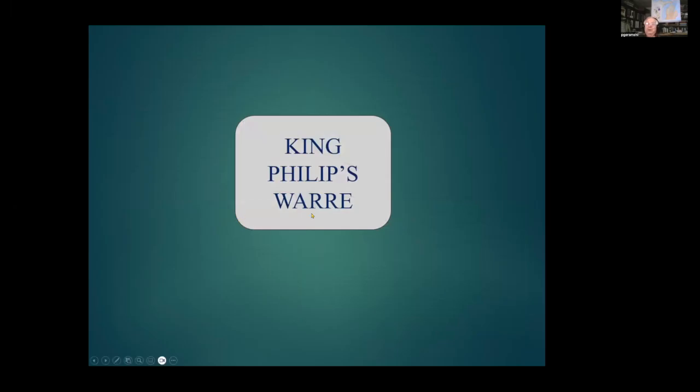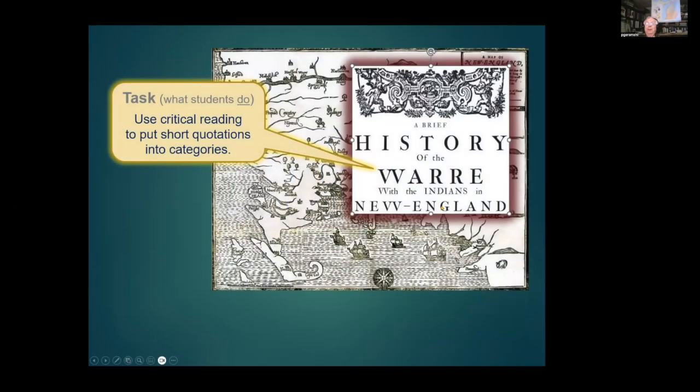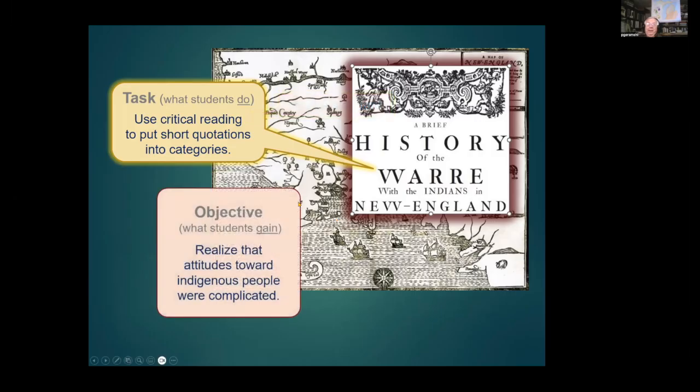King Philip's War, I've said this a couple times before, is a very different kind of activity. Basically, it's a primary document written by somebody who was making a chronicle of the war in New England. And we pulled out a handful of quotations from there. The student's job is to take these quotations and put them into a number of different categories. The presentation explains the categories. We're meeting an ELA standard about critical reading. And students realize that attitudes toward indigenous people, even in the colonial era, were very complicated.